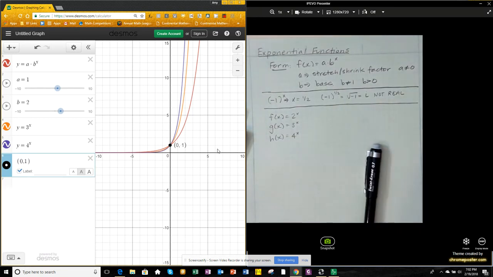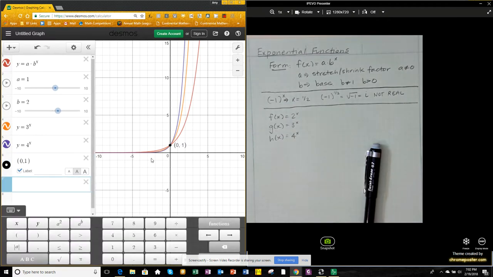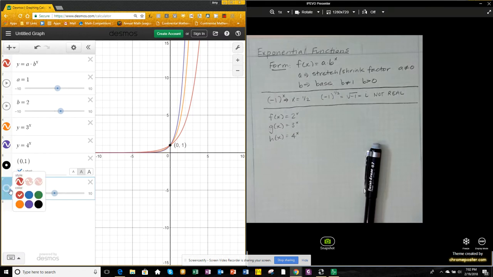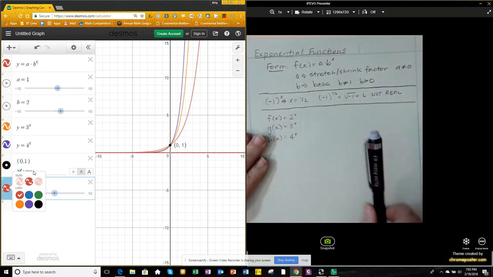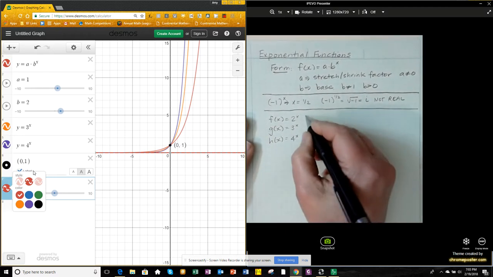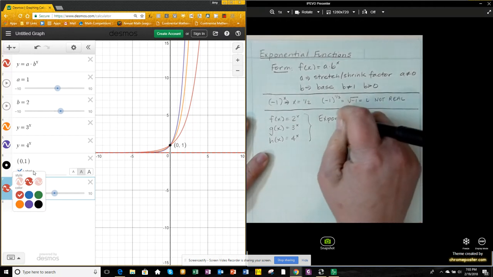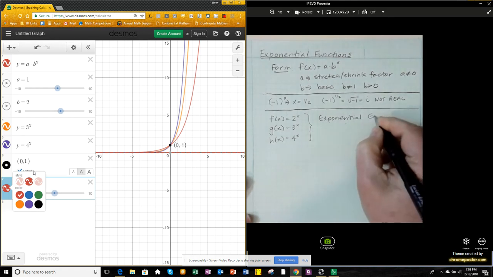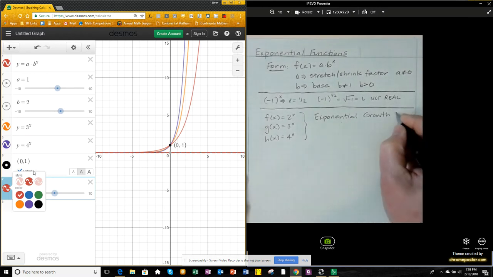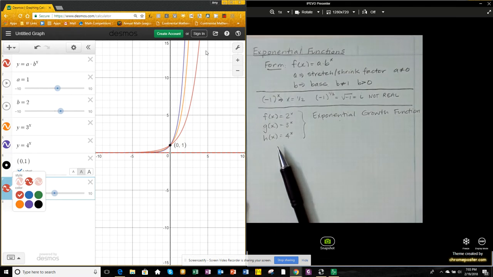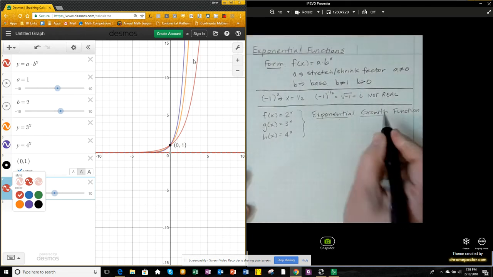The other thing that's interesting about this graph is that it has a horizontal asymptote. I think everybody sees that we have a horizontal asymptote at y equals 0, which happens to be the x-axis. And I'm going to make this so you can see that a horizontal asymptote at y equals 0. So let's discuss what properties these functions have. First of all, we call these exponential growth. They're exponential growth because when you go from left to right, from x equals negative infinity to infinity, the function is growing at an exponential really large rate. So we call them exponential growth functions.